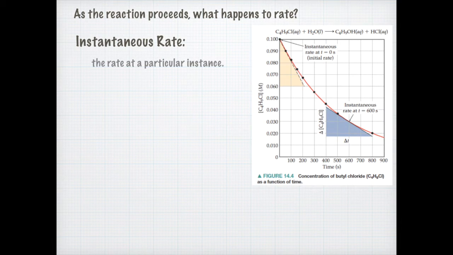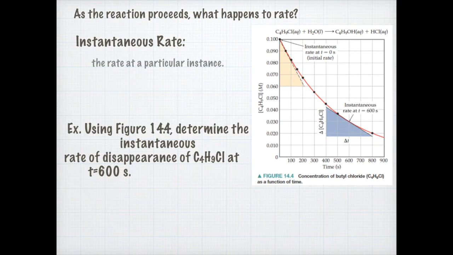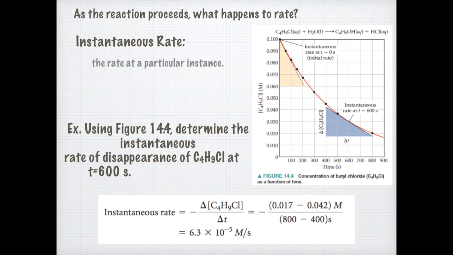So to find the slope, remember, slope is simply rise over run. And so the rise is going to be the change in concentration, which is going to be 0.017 minus 0.042. And you're going to divide that by the change in x, which is 800 minus 400.